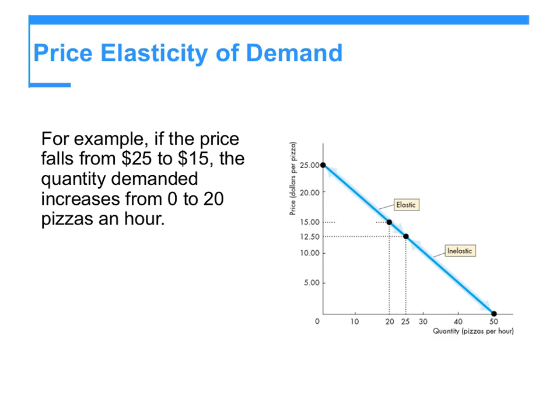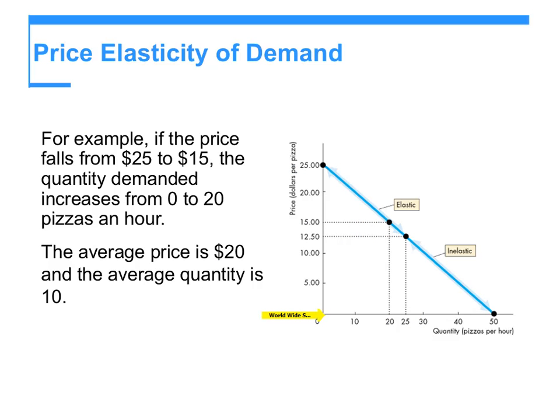You can see, for example, if the price falls from 25 to 15, the one that I just told you, 25 to 15 means from this point to this point. Okay? The quantity changes between 0 to 20. And the average price is 20. Right? So between 25 to 15, the average price is 25 plus 15, 40, divided by 2, which gives you 20. Okay? So the change is 10 divided by 20, which is 1 divided by 2, half.